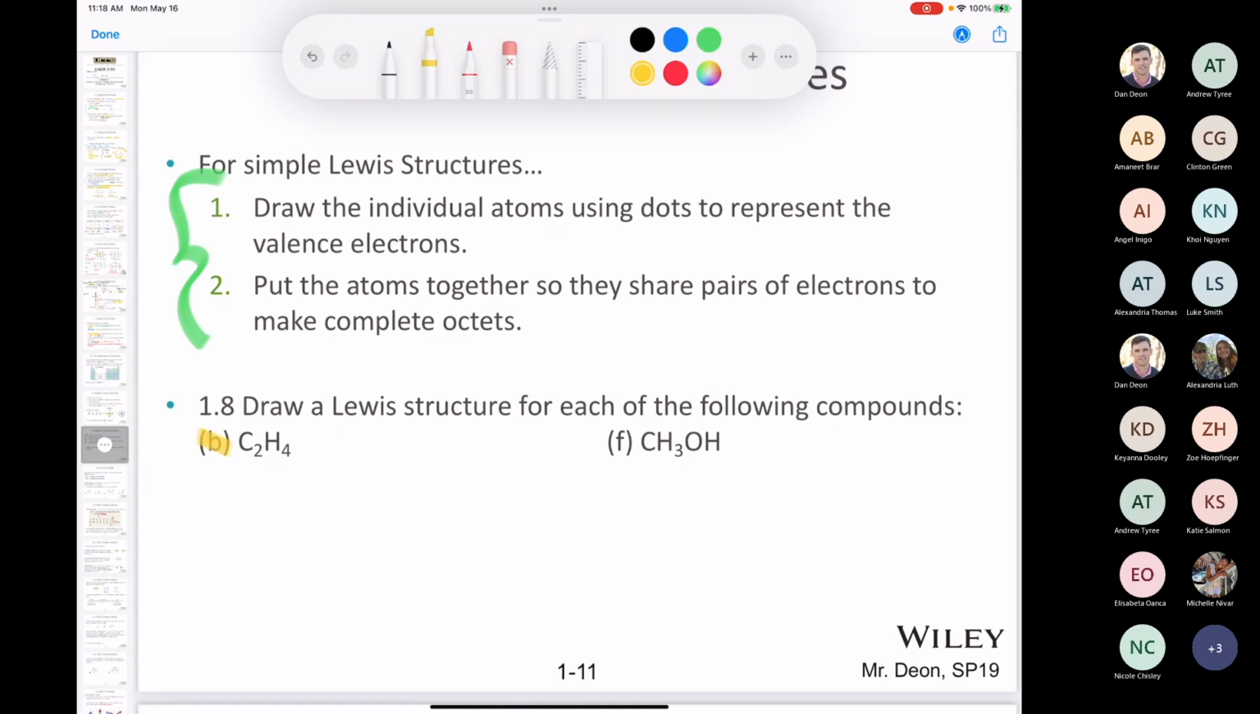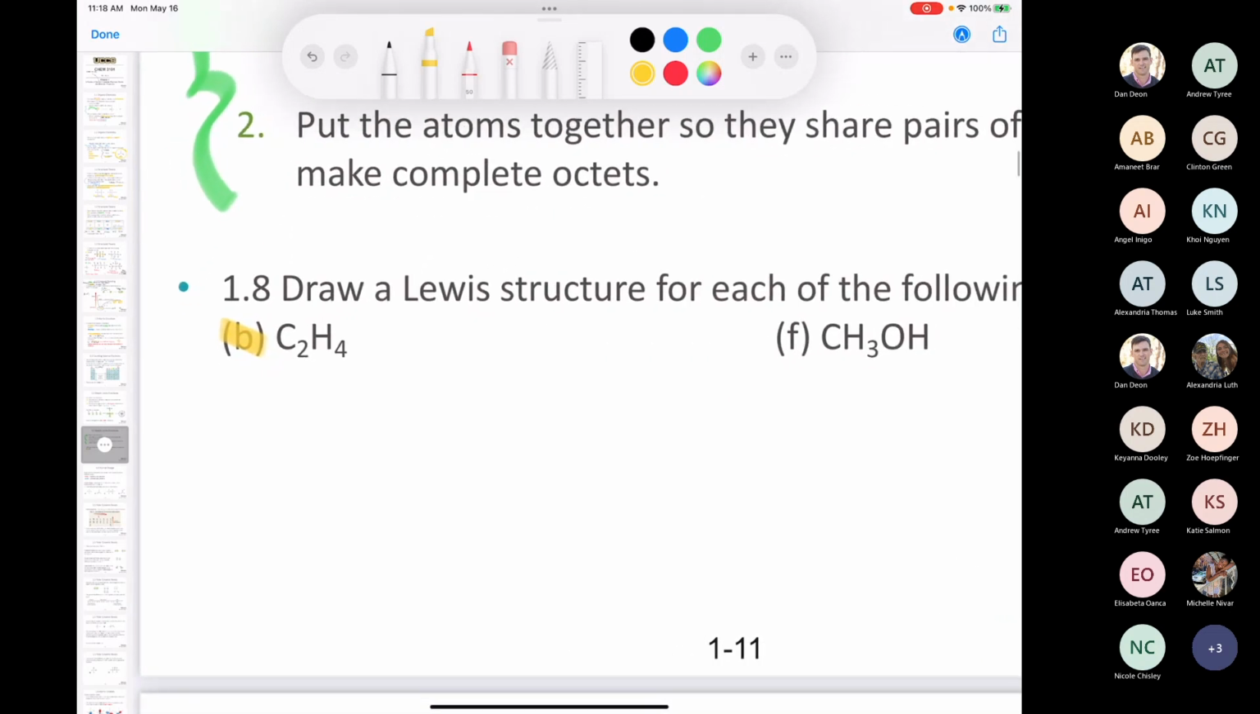C2H4, question 1.8. Well, how many total valence electrons do we have in C2H4? How many valence electrons are there in a carbon? Not a trick question. Could anyone tell me? Something I've gone over already today. Yeah, exactly. So we have 4 valence electrons for a carbon, and there's 2 carbons. So 4 times 2, that gives us 8.